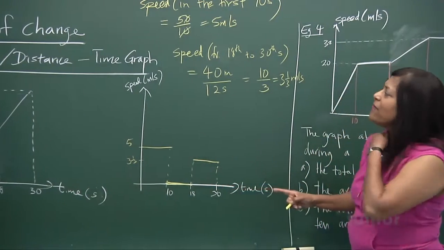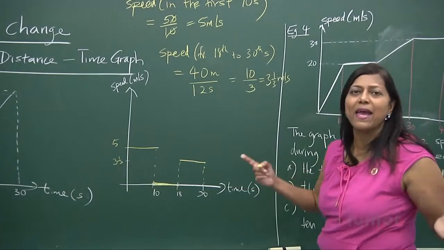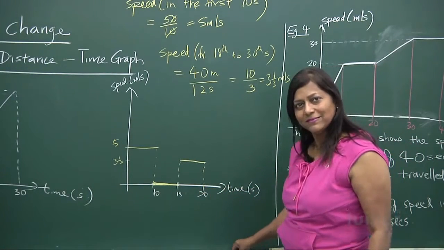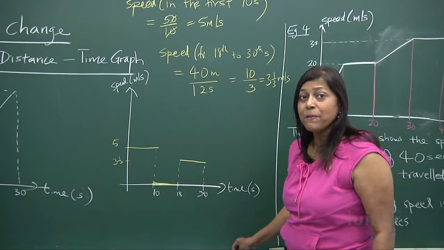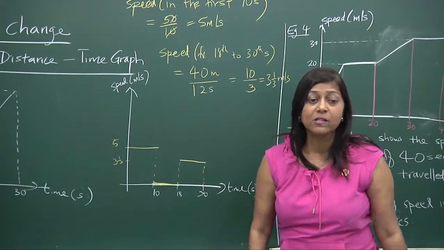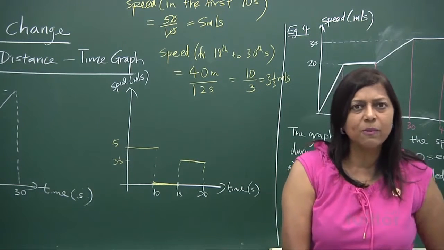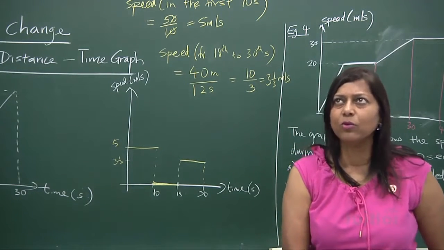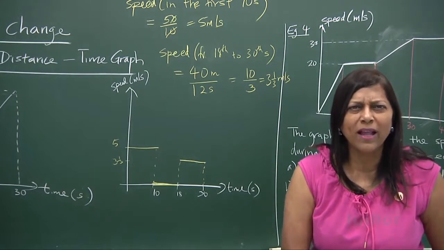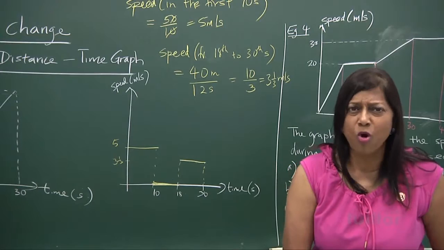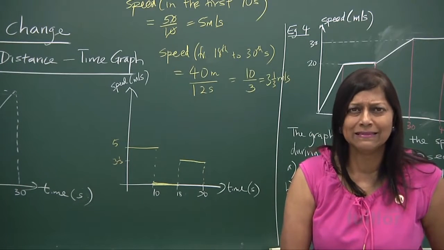Alright, now, if I ask you what is the average speed, can you tell me? Some people say initial speed plus final speed divided by 2 gives you average speed. What? Initial speed plus final speed divided by 2 gives you average speed. What are you saying? That's not it, my dear.